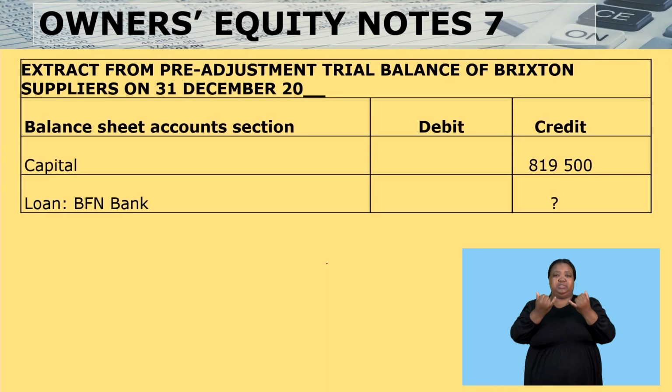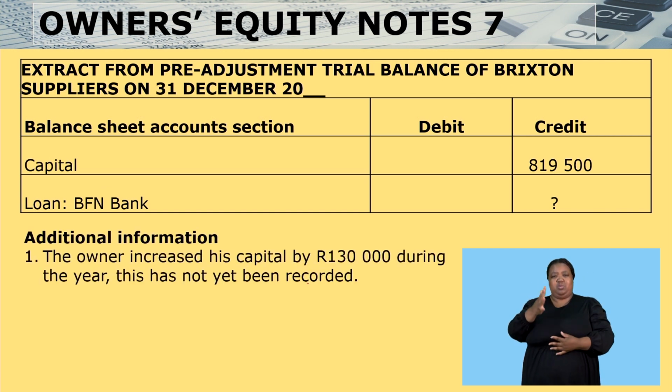Now, what I have here is an extract from the pre-adjustment trial balance of Brixton Suppliers on the 31st of December. That is the end of the financial year. And we are required now to prepare the owner's equity, note seven. So you have to understand your notes, all right? You have to know all your notes that relate to the financial statements. Here we're going to prepare note seven. And here is additional information.